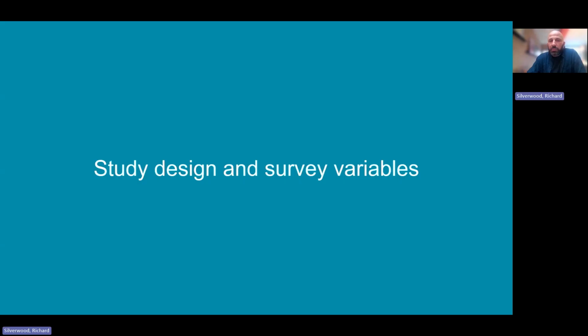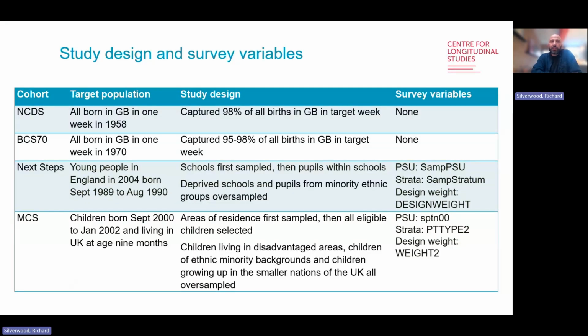A bit now on the design of the studies and the survey variables. So sorry, this is a bit of a text-heavy table, but I think some of this information has already been given by Morag. So in NCDS and BCS 70, the design of the study was just to capture all births in 1 week in Great Britain. So there's no what we would call complex survey design. In Next Steps and MCS, there is this sort of complex survey design.